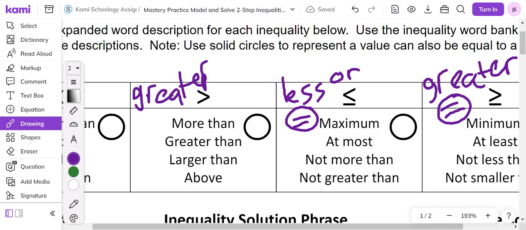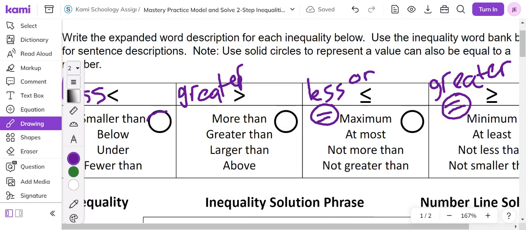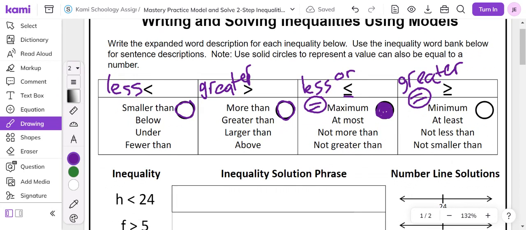Now, the difference when we graph them on the line: we have open circles where the value that's being compared to is not included. And then where it's equal to, we're going to have closed circles or shaded in circles where the value is included in the comparison.